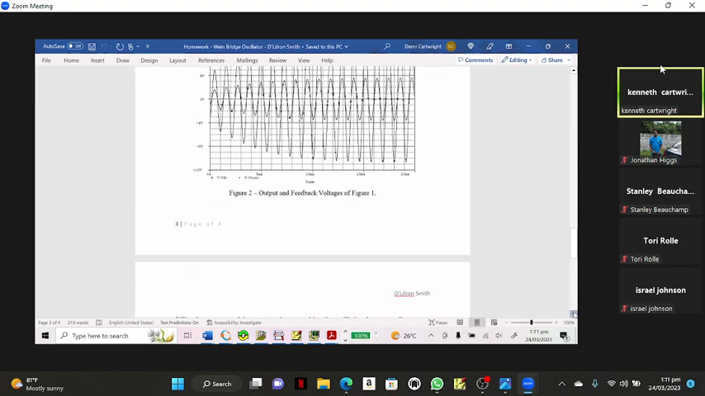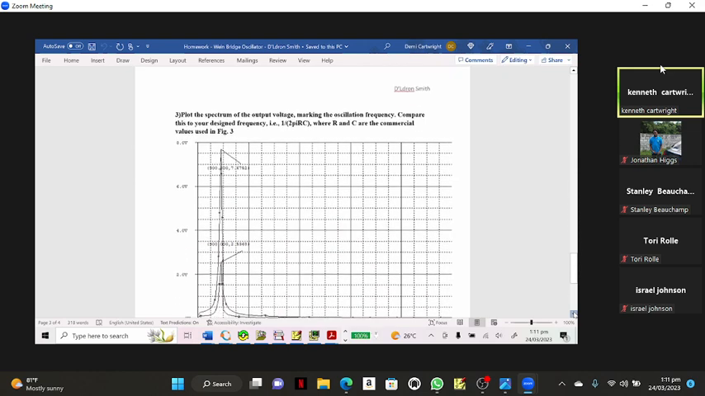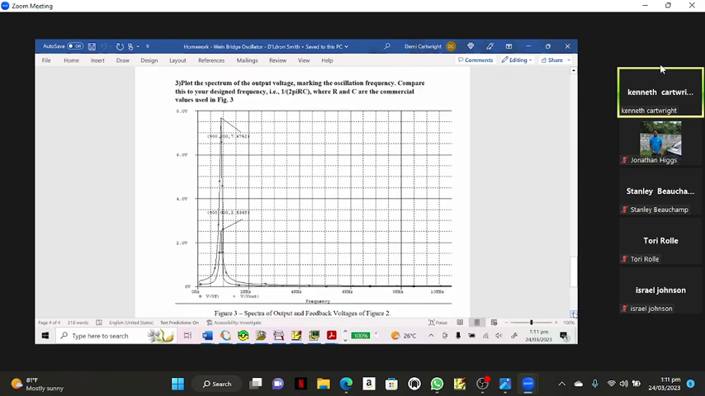And then we take the FFT of that. So what does this show? We take the FFT of both waveforms. The top one is the output, the bottom one's the feedback. What do we see? We got a frequency of 900 hertz.